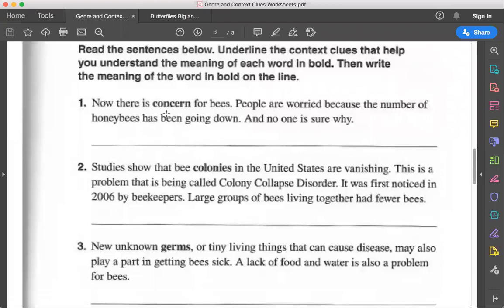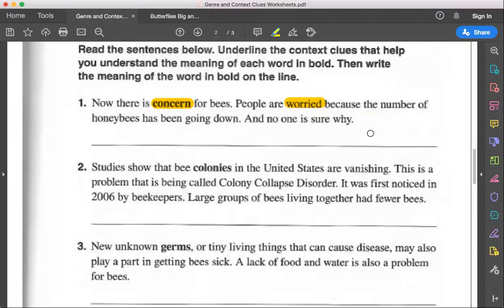Number 1. Now there's a concern for bees. Concern. What does concern mean? People are worried because the number of honeybees has been going down, and no one is sure why. There is a concern for bees. People are, okay, worried. Worried is the clue as to what concern means.